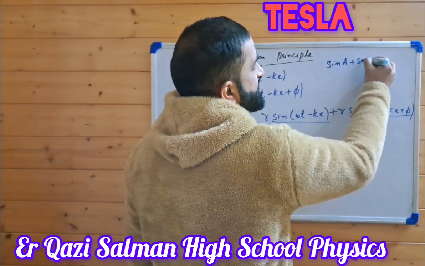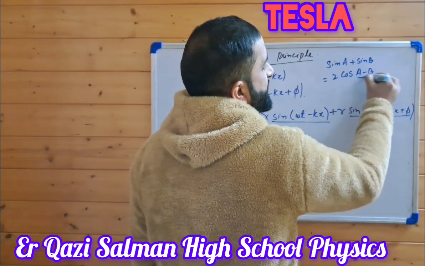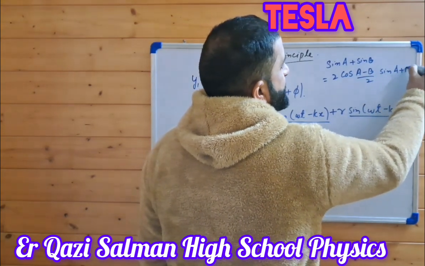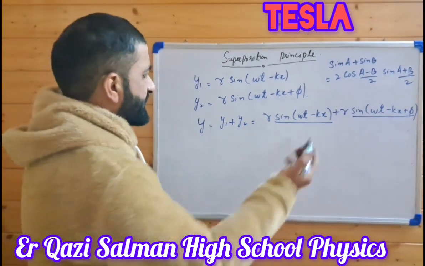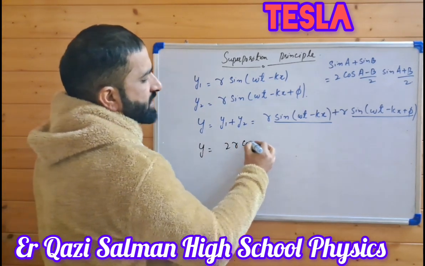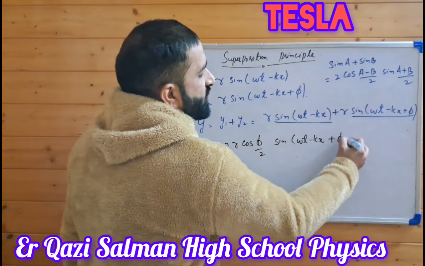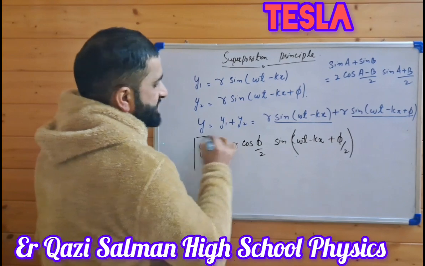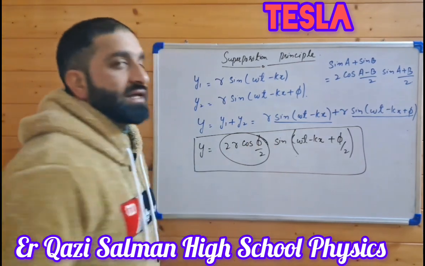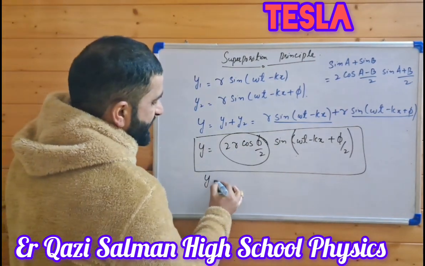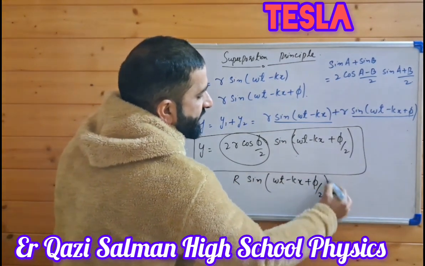Sin a plus sin b is equal to twice cos((a minus b)/2) sin((a plus b)/2). Taking these as a and b and simplifying, it is just a simple calculation. Y gives twice r cos(phi/2) sin(omega t minus kx plus phi/2). This is the displacement of the resultant wave. This twice r cos(phi/2) is the resultant amplitude. So we can say y is equal to 2r cos(phi/2) sin(omega t minus kx plus phi/2).